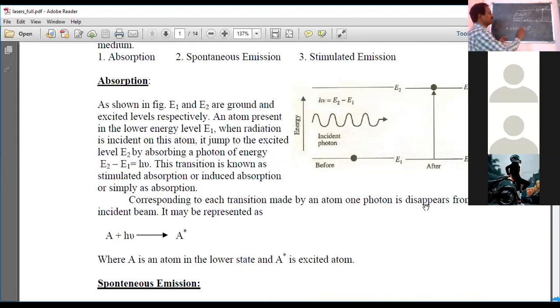Now, these atoms which are present in a material, when the material is provided with energy, that energy is absorbed by the atoms in the material, and they are now in the excited state.